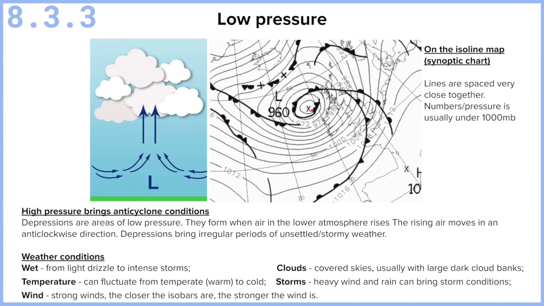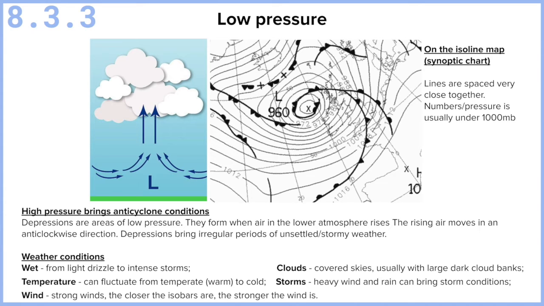The weather conditions that we're going to get, well, it's going to be wet, and that can be from just a light drizzle right the way up to massive storms. The temperature can fluctuate as well. We do get warm weather because the clouds help keep the heat in, but we can also get cold weather as well. The winds will be strong, and the closer those isobars, those lines are together, the stronger the winds are going to be. We get lots of cloud.